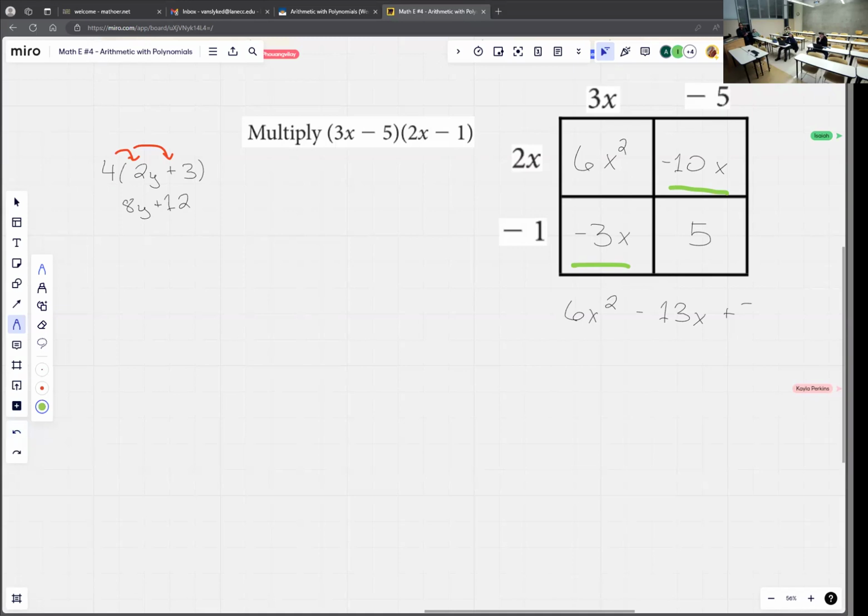But we can do exactly the same thing when we have a whole polynomial in front instead of just the number 4. So I could think about this as I take my 3x minus 5, and I'm going to multiply that by the 2x. And then I'm going to take my 3x minus 5, and I'm going to multiply it by the minus 1. I'm distributing the 3x minus 5 to the 2x, and also to the minus 1.